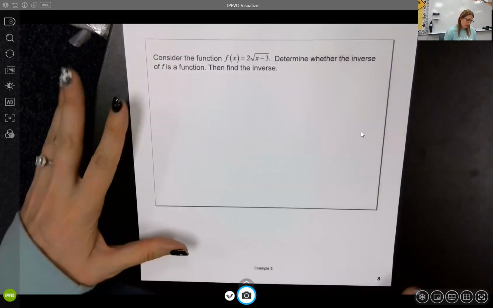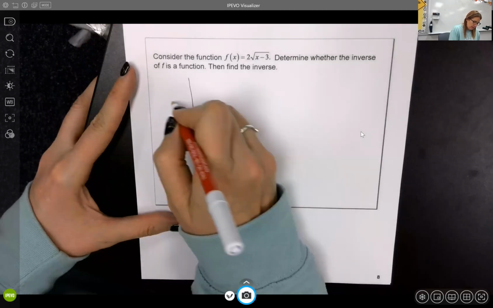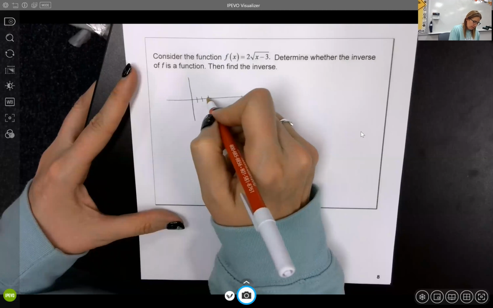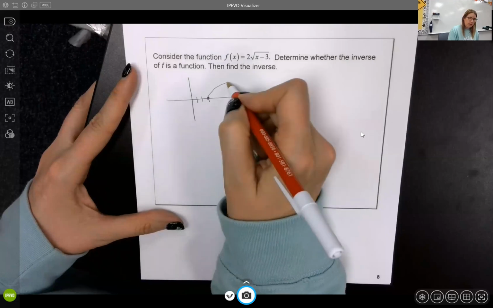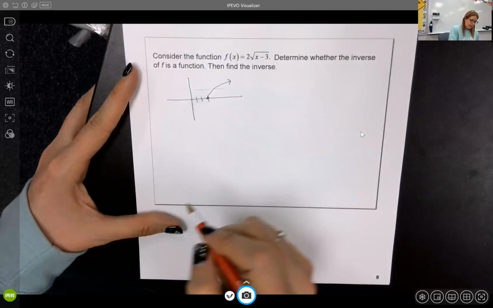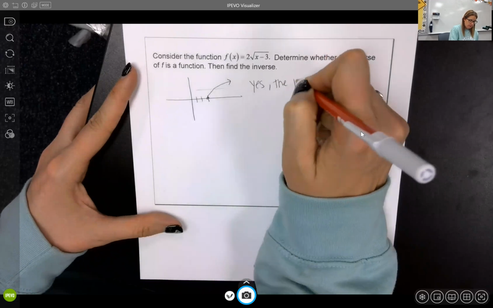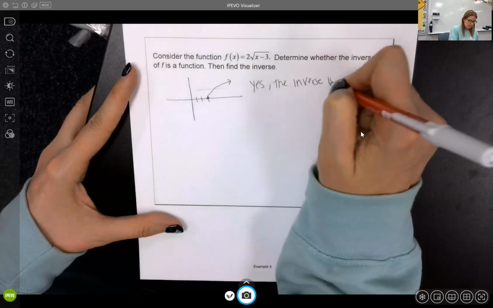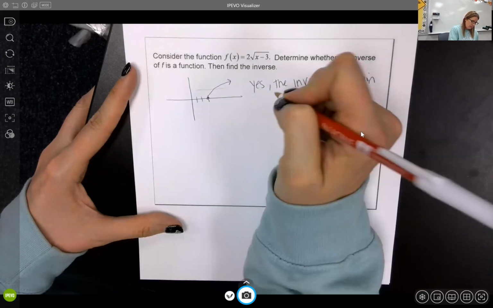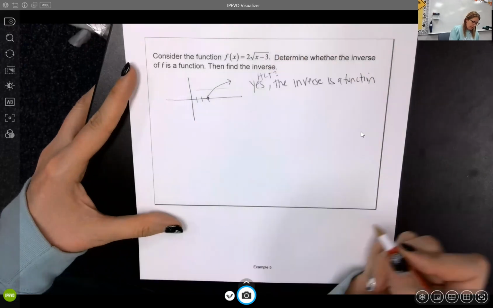Okay, here's another one. Determine if the inverse is a function. So this is right 3, and then it's a stretch, so it's going to be up a little faster. Okay, does that pass the horizontal line test? Yes, the inverse is a function. You can hit pause while you write it down for a minute. Okay, I'll write HLT, question mark. So then I find the inverse.